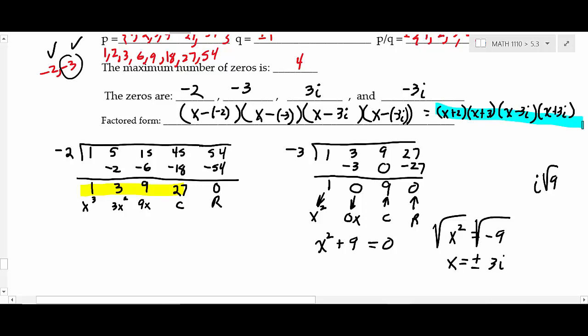Okay, so in this section, the only thing that's going to show up that's a little different is you'll have complex numbers. That's it. Any question about that? Anybody?